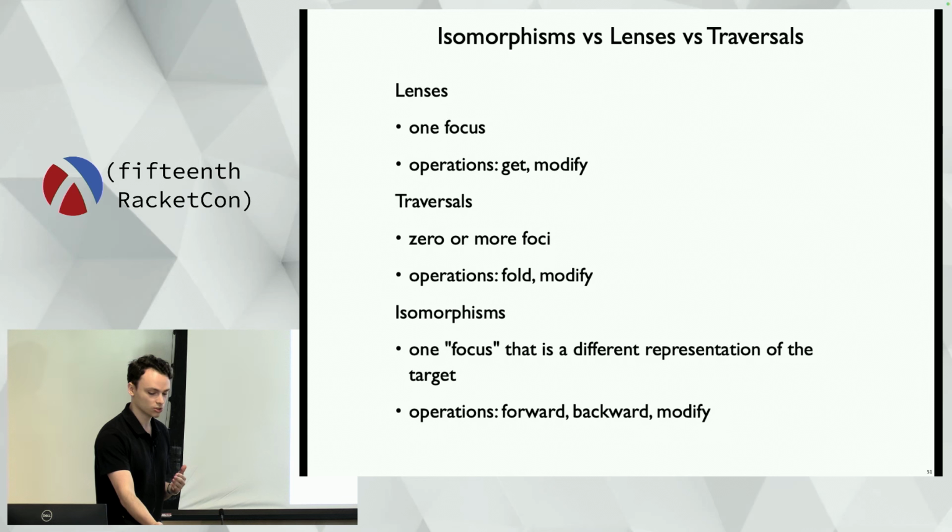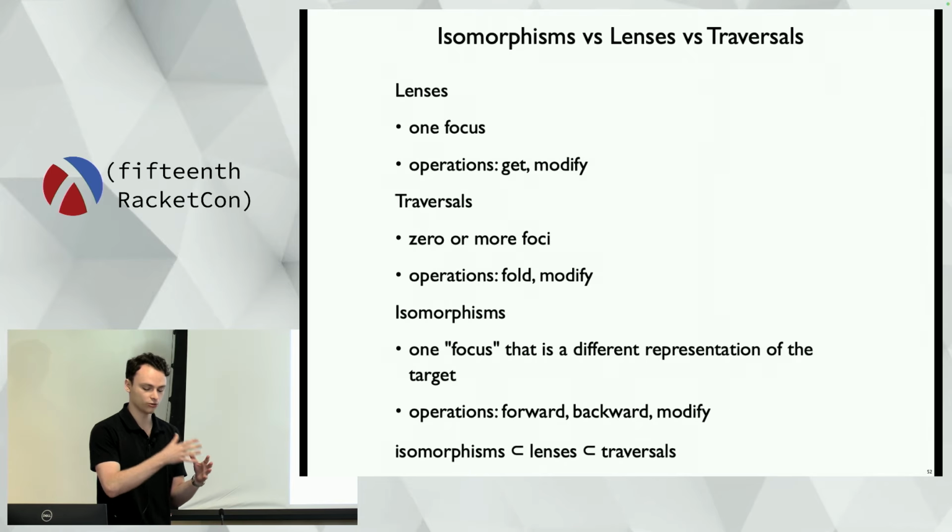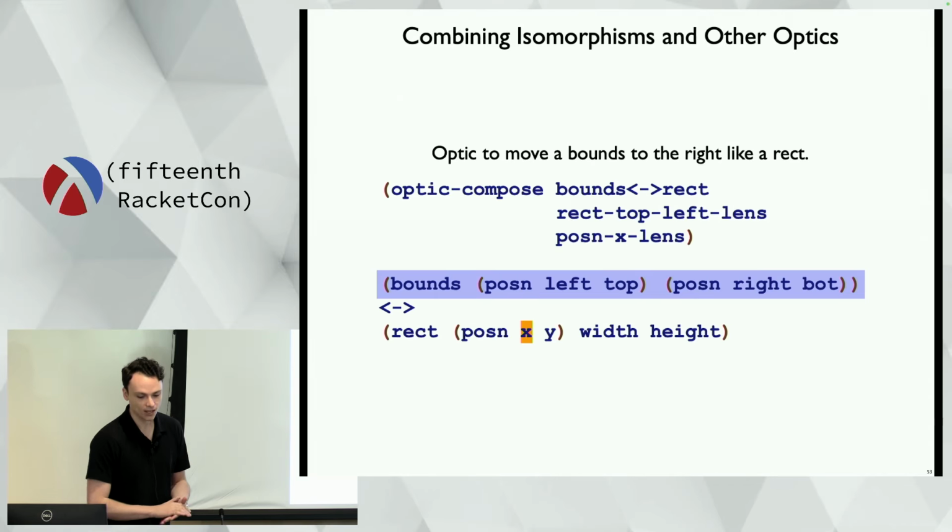But since these two representations are equivalent in the case of an isomorphism, we can actually recover the target from the focus. So clearly isomorphisms are a special case of lenses. And so all isomorphisms are lenses, which means they're also traversals. Okay? And because of that, we can compose them with the other types of optics. So here we compose the bounds rect isomorphism with the rect top left lens and the positive x lens.